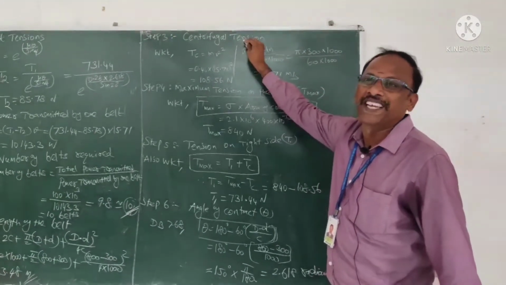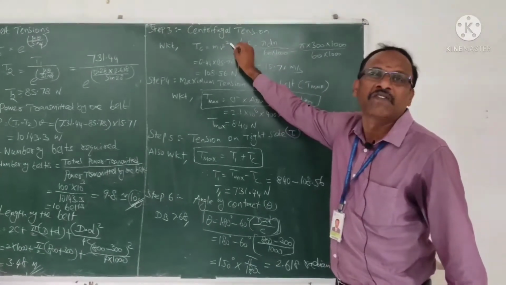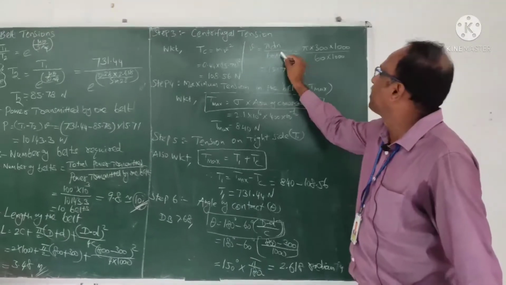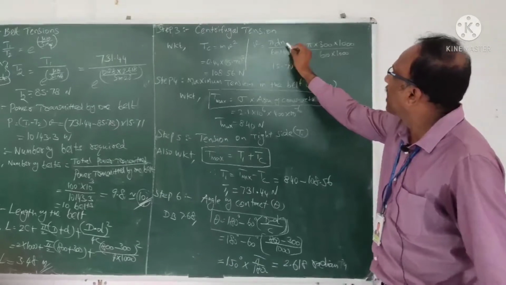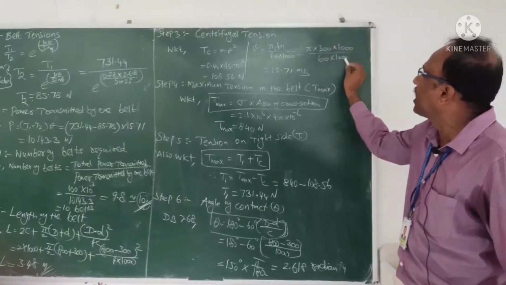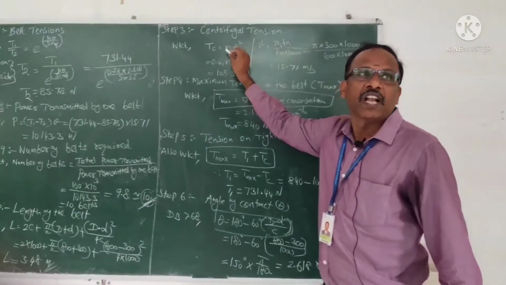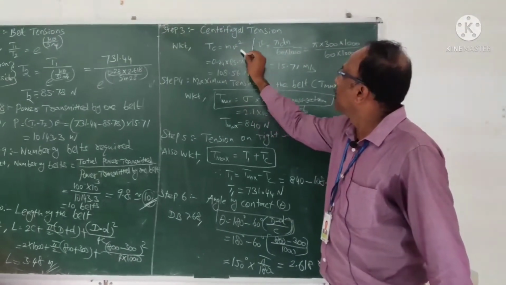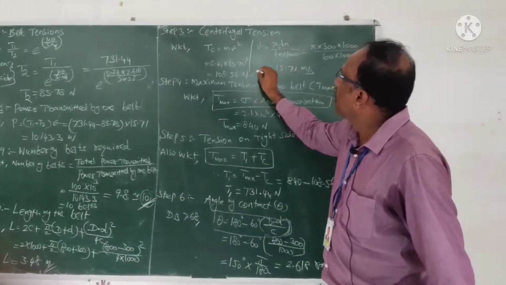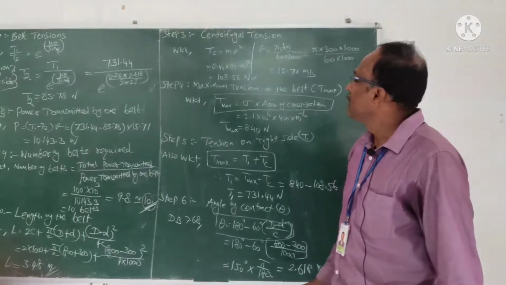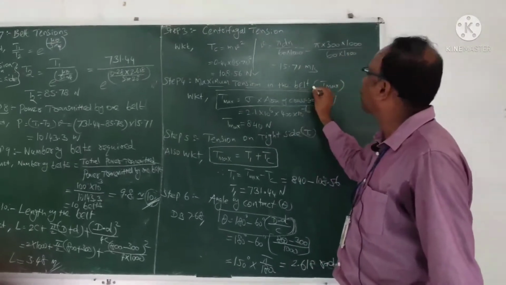Next step is calculation of centrifugal tension. We know that centrifugal tension in the belt Tc is equal to m v square, where m is mass of the belt, v is the speed of the belt in meter per second. We can calculate by the formula pi d N by 60 into 1000, substitute the values, we can get 15.71 meter per second. Now take m as 0.44 into v as 15.71 whole square, we get the centrifugal tension as 108.56 newton.